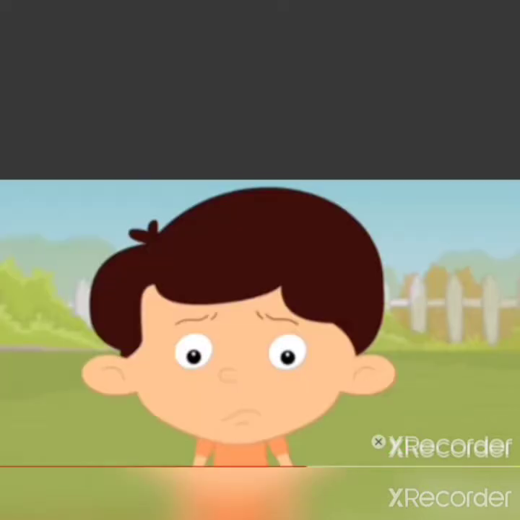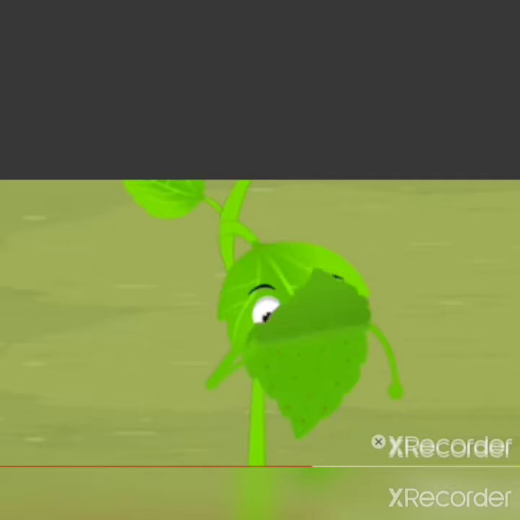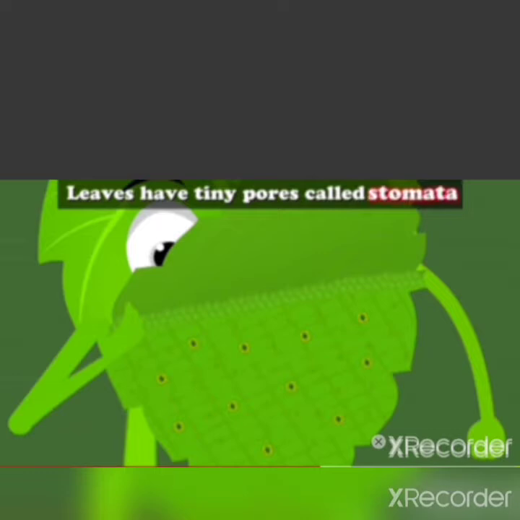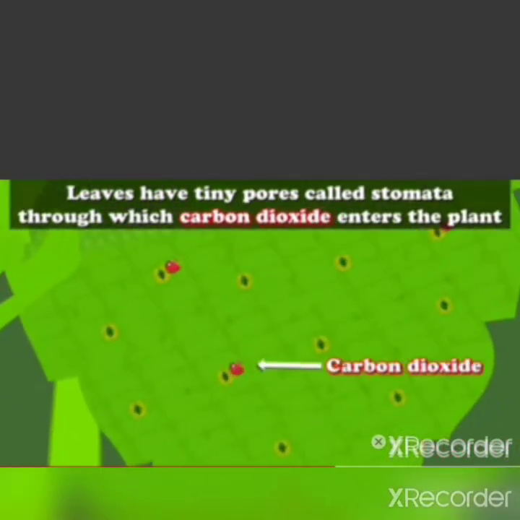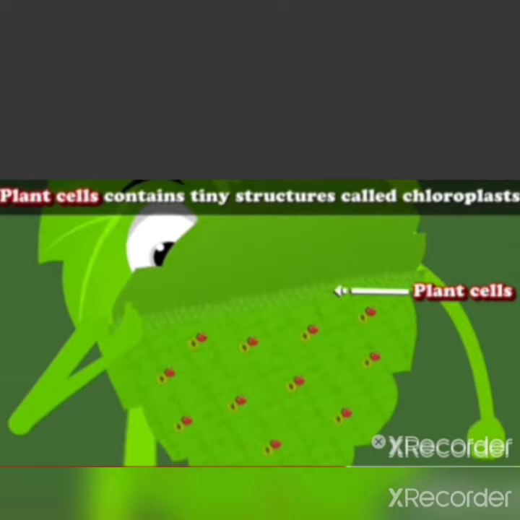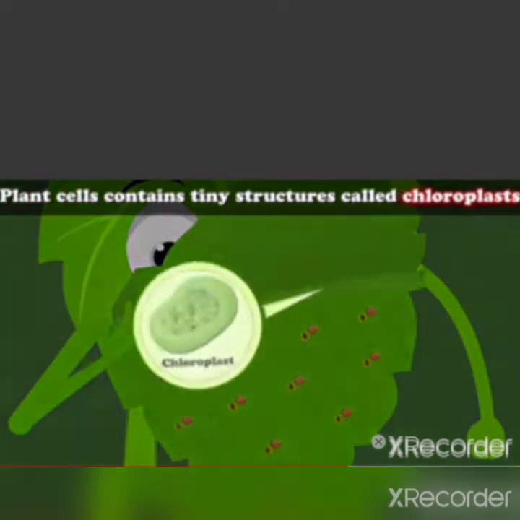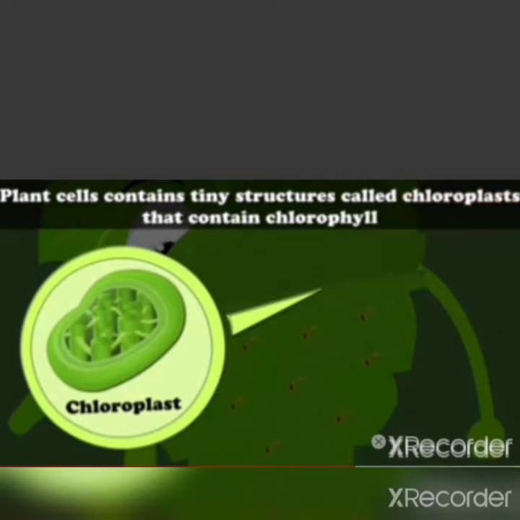Photosynthesis takes place in the leaves of a plant. Leaves have tiny pores called stomata, through which carbon dioxide enters the plant. Plant cells contain tiny structures called chloroplasts that contain chlorophyll.